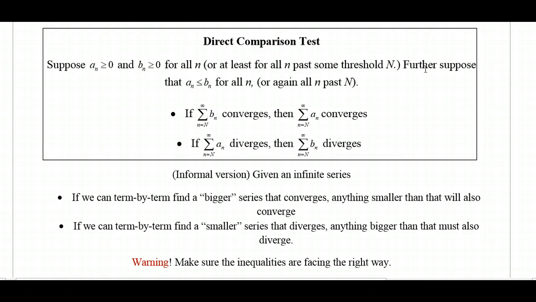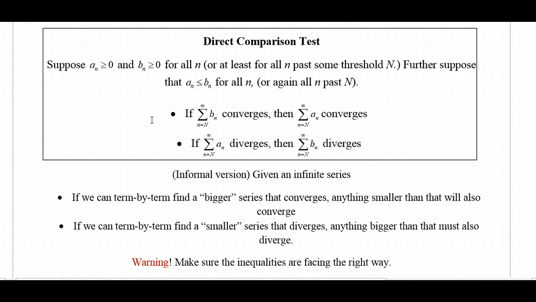And then after that, we're further going to suppose that a sub n is less than or equal to b sub n for all n. So if we're comparing term by term, a sub n is always going to be the smaller term, or at least equal to the term from the infinite series involving b sub n. Or again, for all little n past that threshold number, big N.